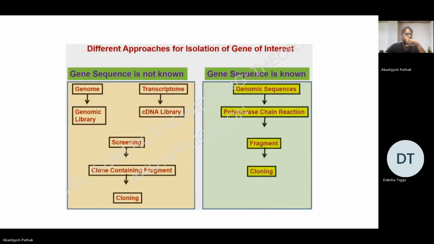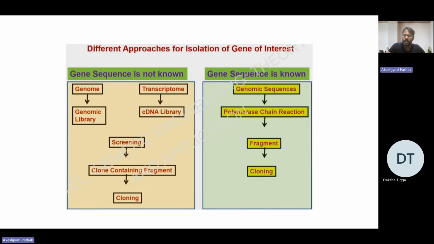Okay. Now, different approaches for isolation of gene of interest. We learned about this technique as well. If the gene sequence is not known, then what do we do? We do a PCR amplification. From the genomic sequences, we amplify a particular section of the genome, and once the amplified product is obtained, we clone that amplified product, and then we screen for the desirable protein or the desirable gene of interest.